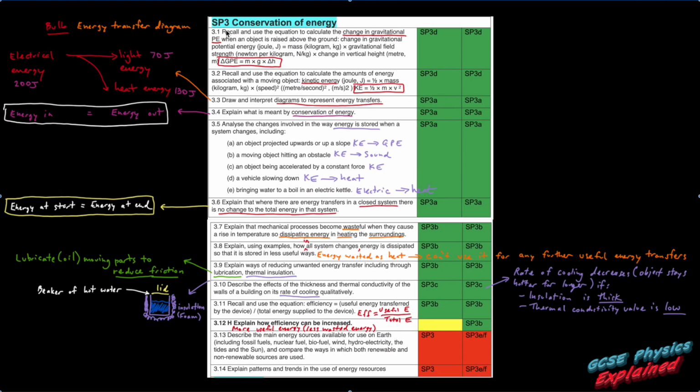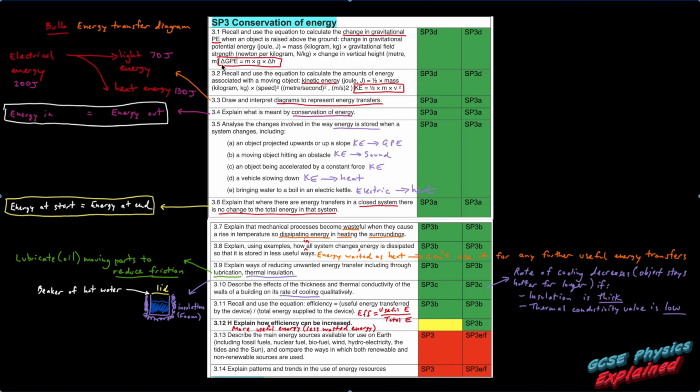Right, let's start to cover SP3, the third unit, which is called Conservation of Energy. So you can see here this is all green. We've got a couple of little bits of red on the bottom. You need to be able to recall and use the equation to calculate the change in gravitational potential energy. In other words, use this equation here.